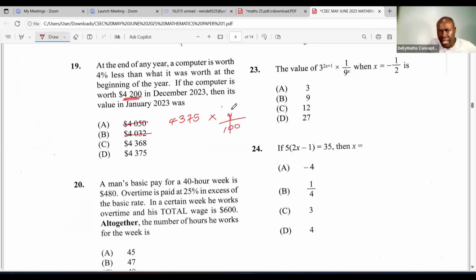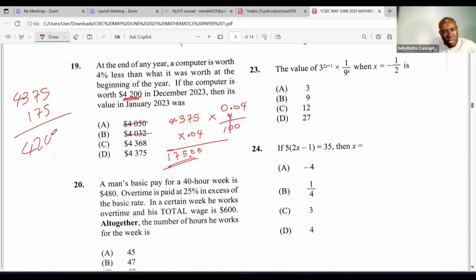4%, when you work on 4%, you get 0.04, right? So let's multiply this by that. So 4375 times 0.04, and then we get a number. When you do that, you get 175. So now I'm going to take 4375 minus 175, that is 4,200. That means this was the money that was there. Very good. And we go on, right? So for number 19, the answer is D.